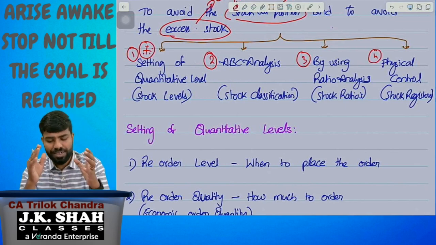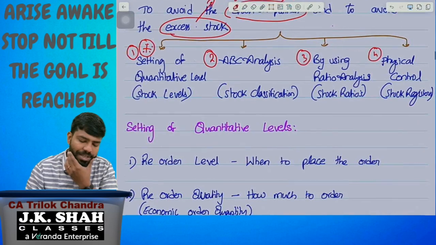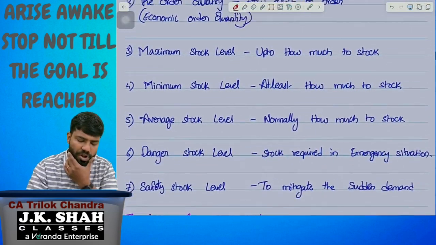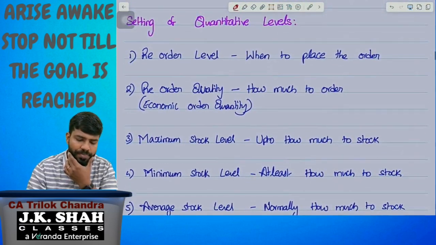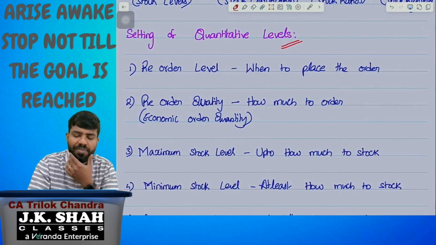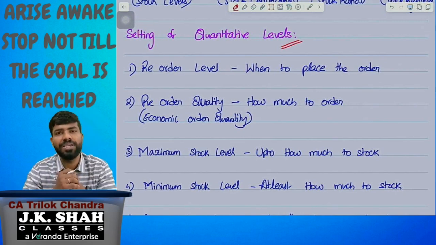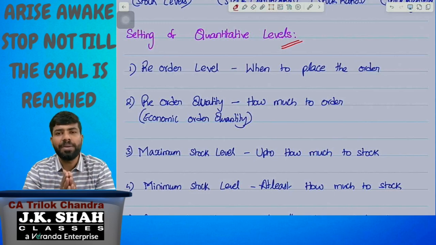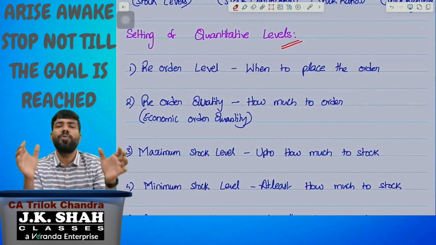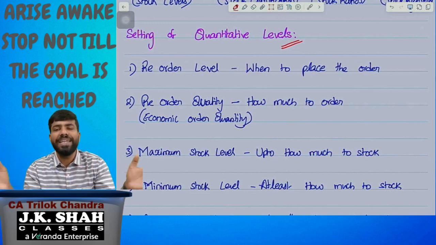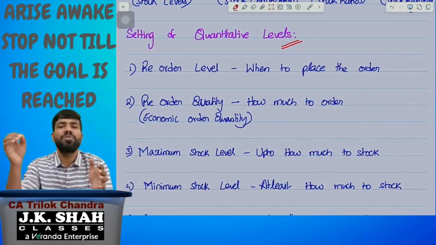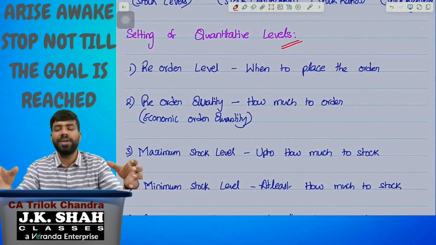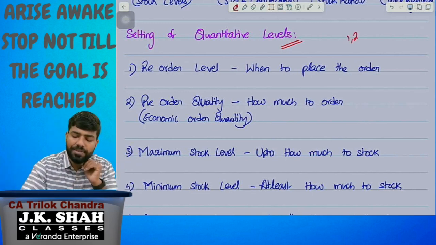Let us start discussing the stock levels. There are totally 7 stock levels. If you look at this, setting of quantitative levels or stock levels, the first one is reorder level. Nothing but when to place the order. Let me take an example. Let us understand this. The total quantity required throughout the year is 1,20,000 kgs.